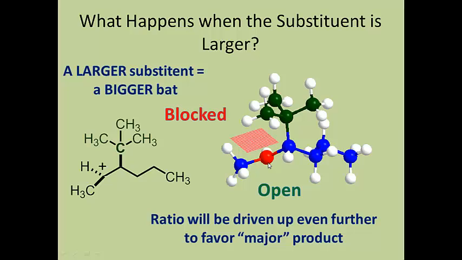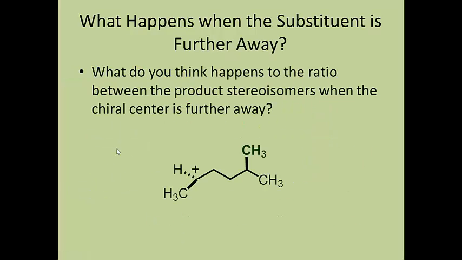So what's going to happen when you increase the size of that substituent is the ratio between the stereoisomers in the product is going to be driven up even further. So maybe not 70-30, maybe this time with the tert-butyl it may be 90-10, or may even be 99-1. I'm using random numbers here because I just want to make a point that with that pre-existing stereocenter, it's going to change the ratio of the products.